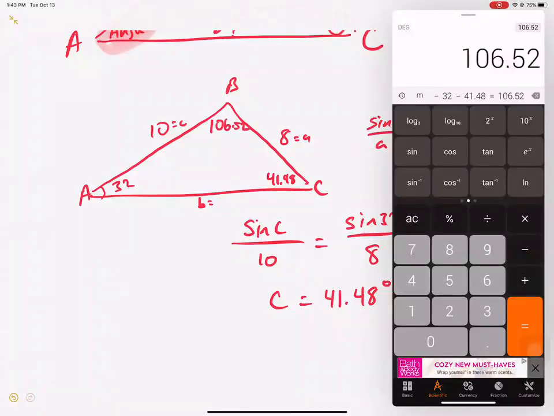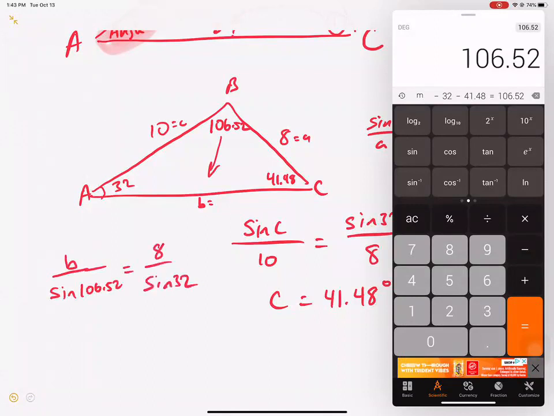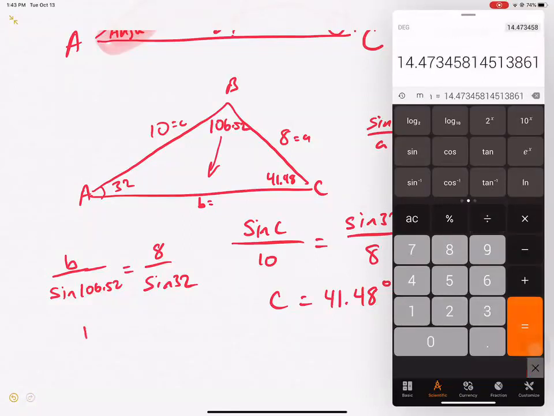Once we find our third angle, we can now find our third side. Again, back to law of sines. B over sine of what angle? 106.52, because it's the opposite angle of B, is equal to the pair that we know, 8 over sine of 32. Multiply sine to both sides. 8 times sine of 106.52, and we're going to divide this by sine of 32. B is equal to 14.47.